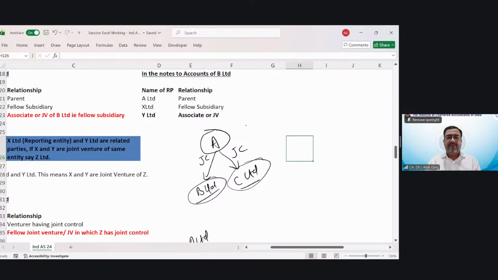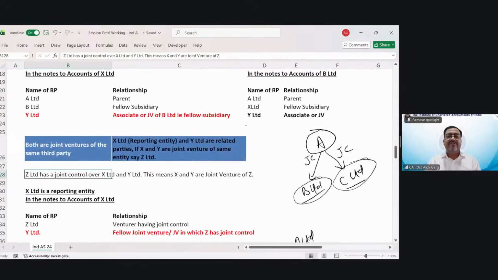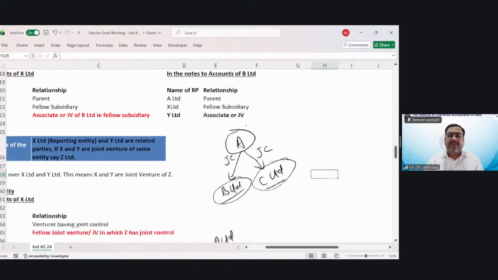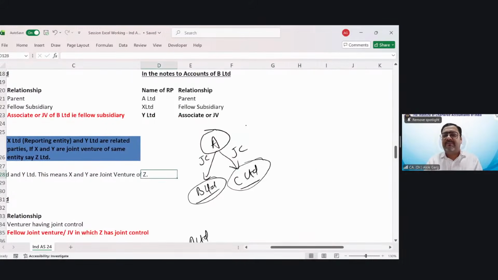Same third party. So in this case, for example, Z Limited. So friends, here I have taken an example, B and C are related parties of A. Of course, why? Because they are joint ventures of A, and B and C themselves are related parties because they are joint ventures of the same third party.